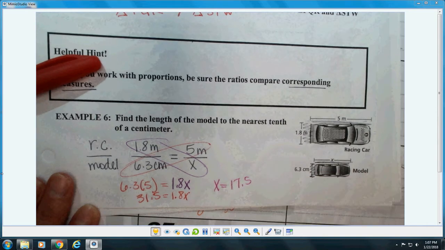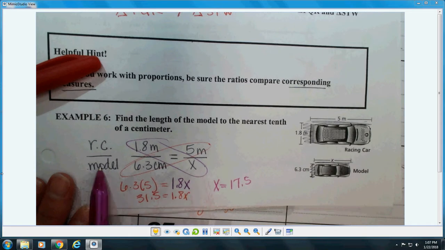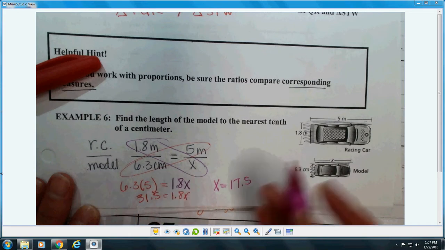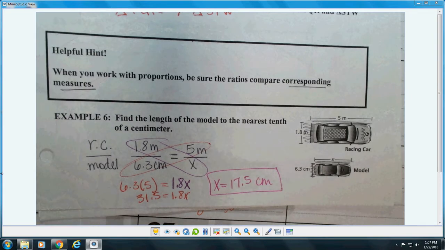Now I need to figure out, is this centimeters or is this meters? Well, my model is where my x is, and that is in centimeters. All right? And that is it for today.